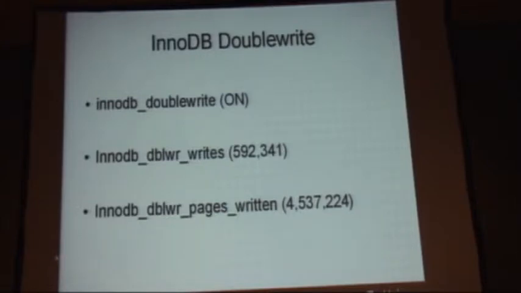InnoDB double write. InnoDB has a double write, which means that before it writes pages to the data file, it first writes them to basically a contiguous area of the tablespace called the double write buffer. Only after it's written to this double write buffer and the double write buffer is flushed will InnoDB write the pages to the proper positions in the data file. So if the operating system crashes in the middle of the page write, it's still in that double write buffer.